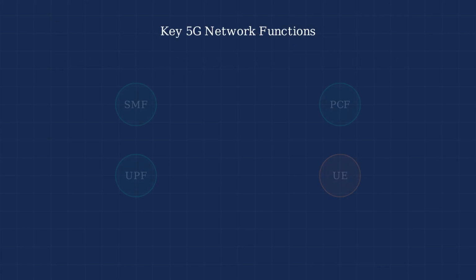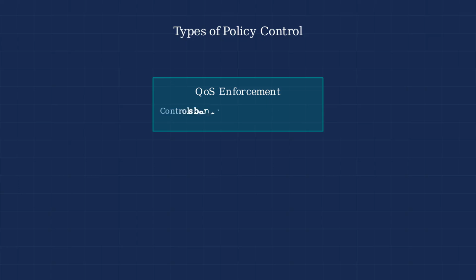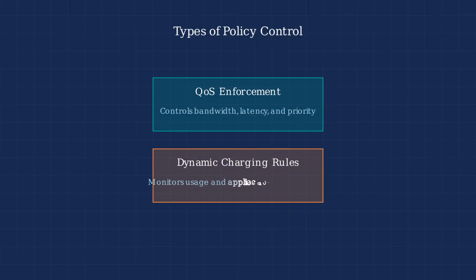5G policy control involves several key network functions that work together to manage services in the network. These include the session management function, policy control function, user plane function, and user equipment. The policy control function communicates with the session management function via the N7 interface, providing policy decisions that govern network behavior. The session management function then applies these policy decisions by communicating with the user plane function, which delivers the actual service to users. 5G policy control primarily focuses on two key areas: quality of service enforcement and dynamic charging rules.